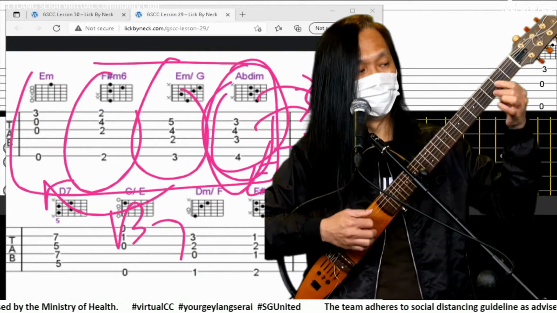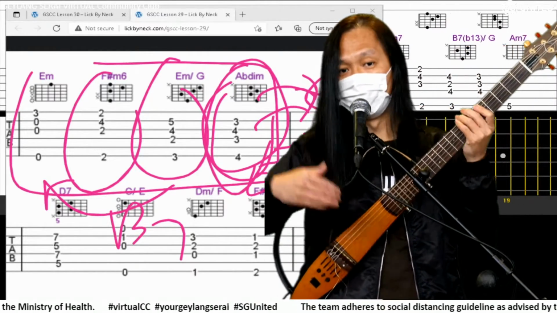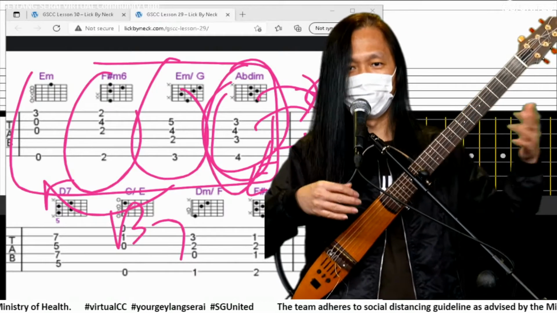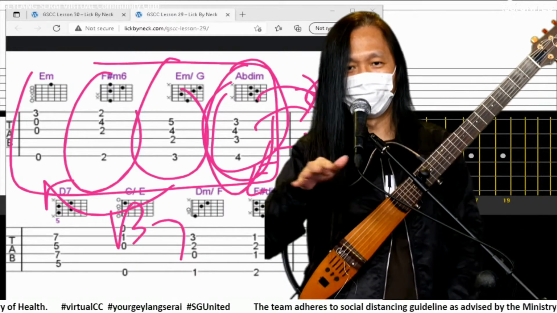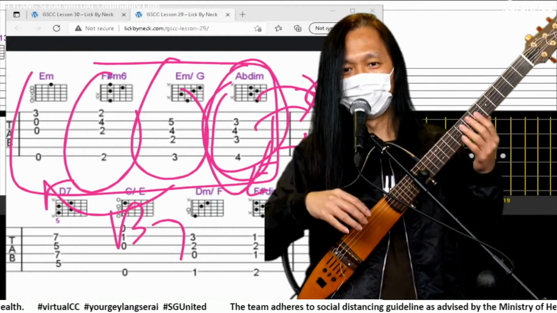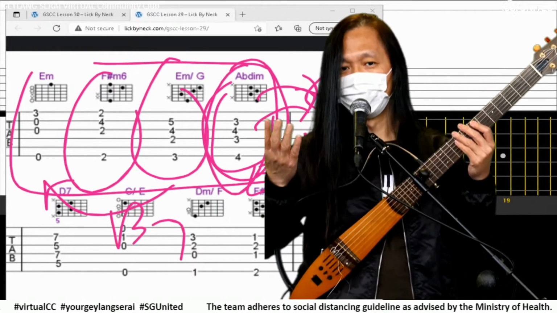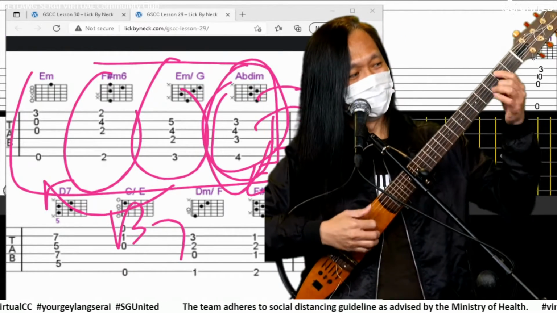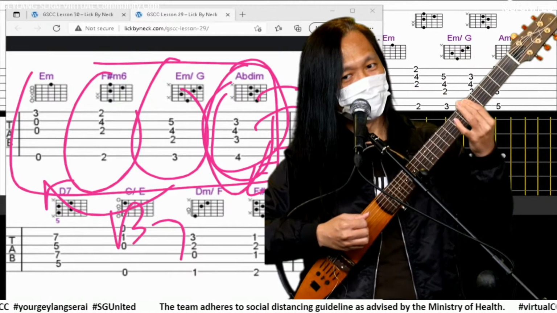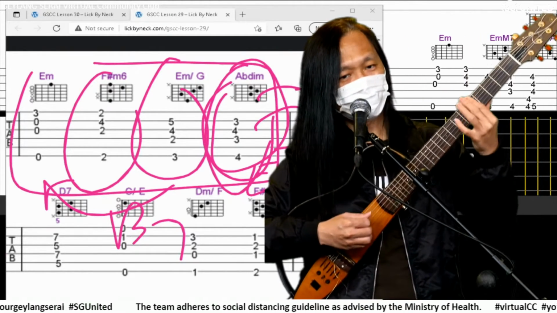So there's a theory behind it. It's not just that I want a smooth bass line and am throwing some chords on top. So this sounds smooth, at least to my ears. Right, so this is the first part.